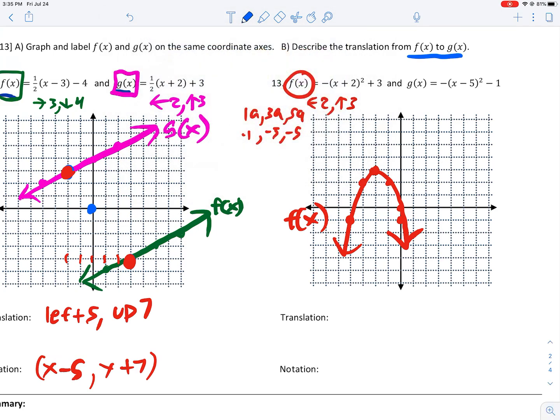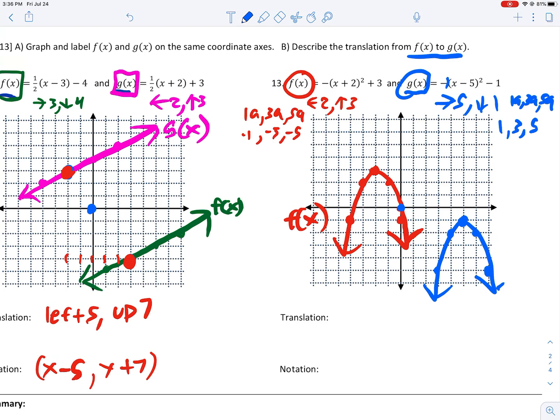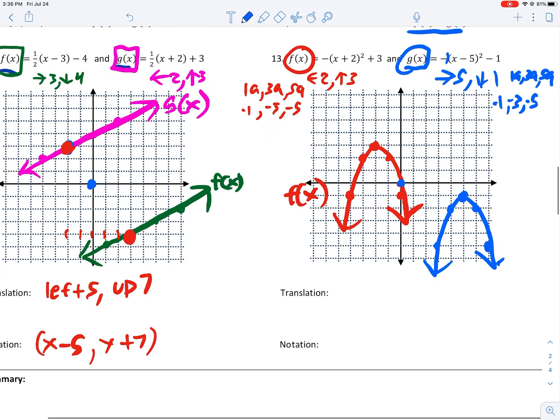And then we're going to do g of x, which has been shifted to the right 5 and down 1. So from here, 1, 2, 3, 4, 5, and down 1. And again, it's a 1, so it's a 1, 3, and 5. Over 1, down 1, over 1, down 1, over 1, down 3. Again, 1a, 3a, 5a. Again, this is a negative 1, so these are negative.